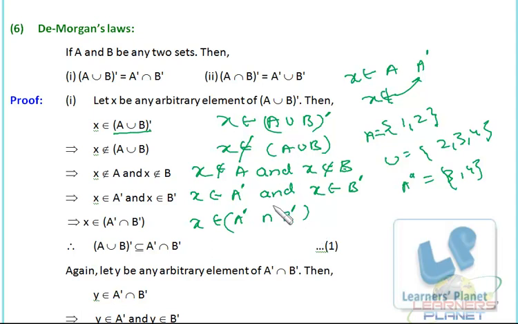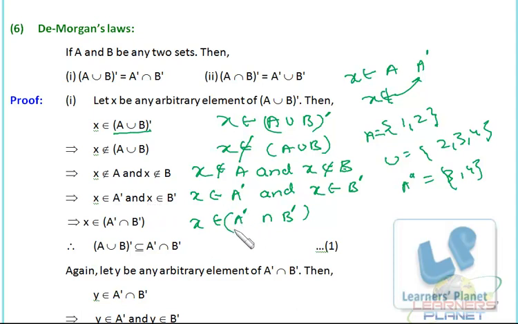A very simple conceptual explanation I am giving you over here. So (A union B)' is a subset of this. Now we have proved that this is a subset of this. Now we'll go the other way. We'll start with this and we'll prove this is a subset of this. Once both of them are subsets of each other, they will be equal.